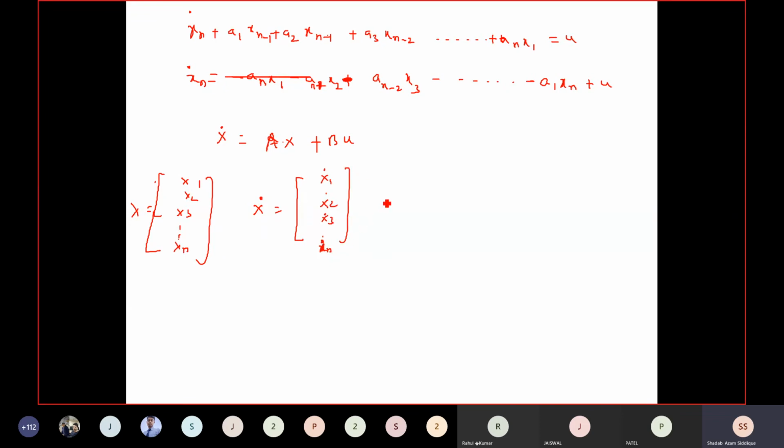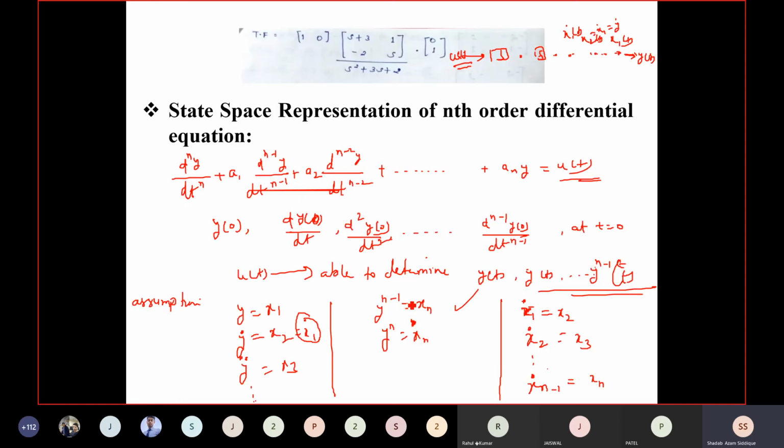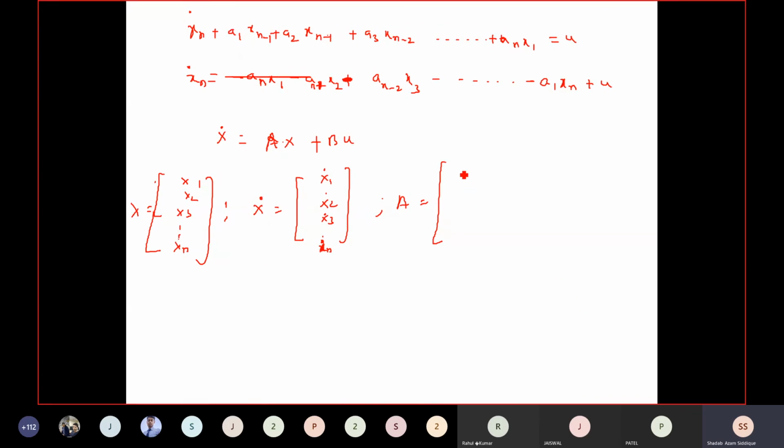Similarly, if you want to find the A matrix: x1 dot is equal to what? x2. So we start with 0 and 1, so the first row is 0 1 0 0 and so on with zeros. Similarly the second row: what is x2 dot? x2 dot is nothing but x3, so it is written as 0 0 1 0 and again zeros.